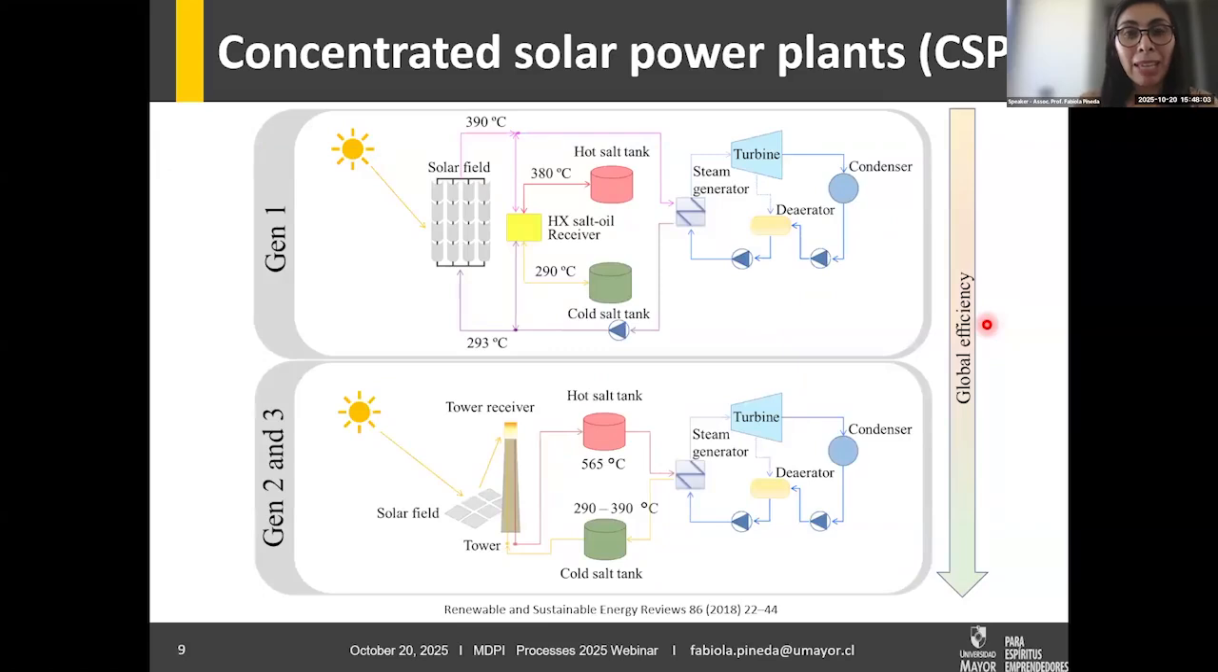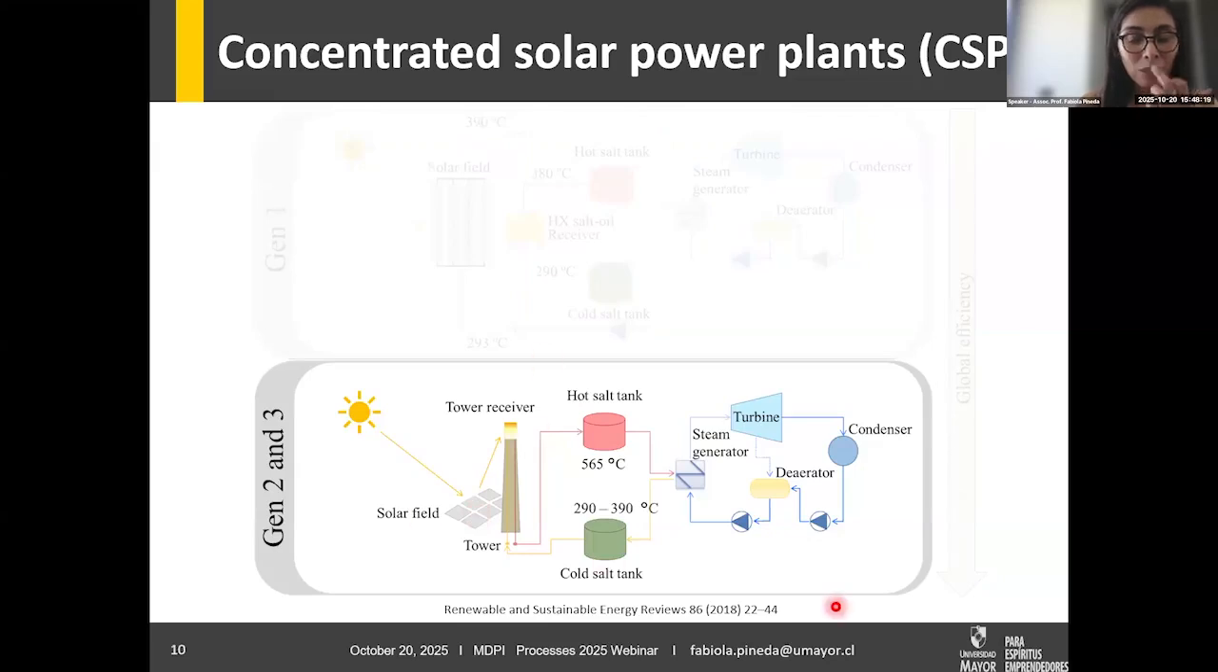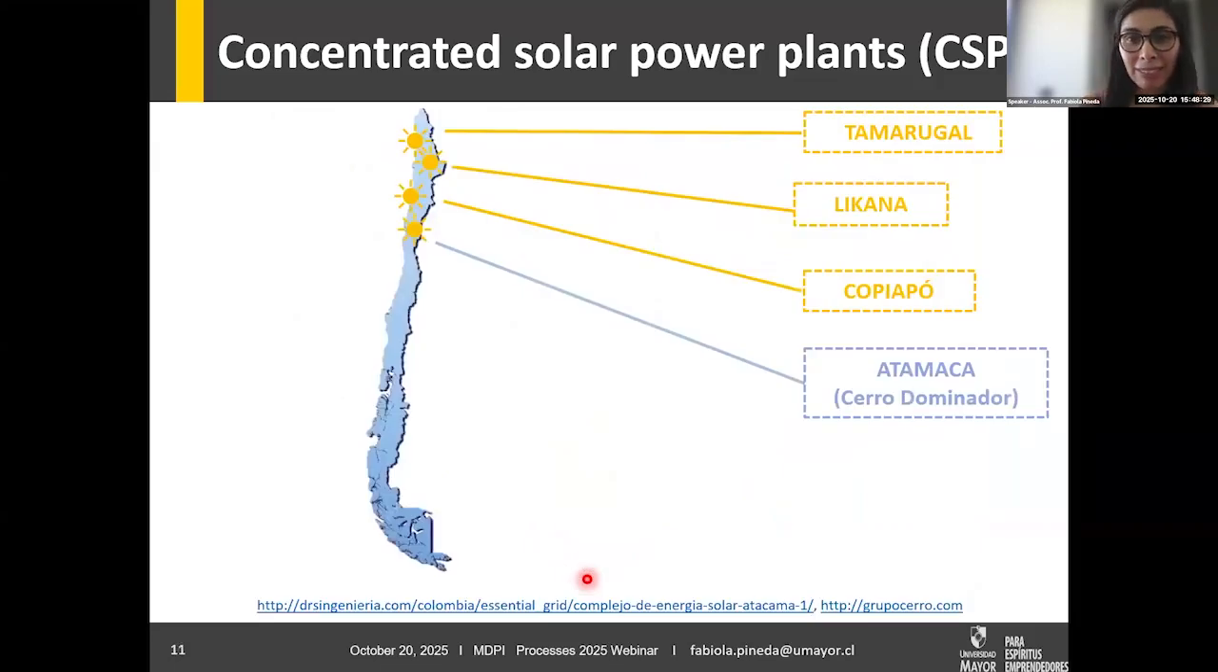construction. In these plants, we have 3 different generations, Gen 1, 2, and 3. The difference is that in generation 2 and 3, we will use a tower to focus the sunlight and to produce electricity. This is the one that is already in Chile. We have a solar field, a tower, and 2 big tanks. Inside the tanks, there is a molten salt.